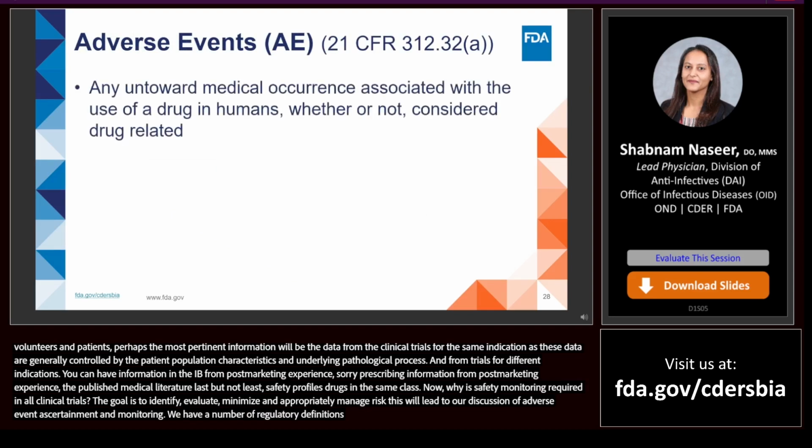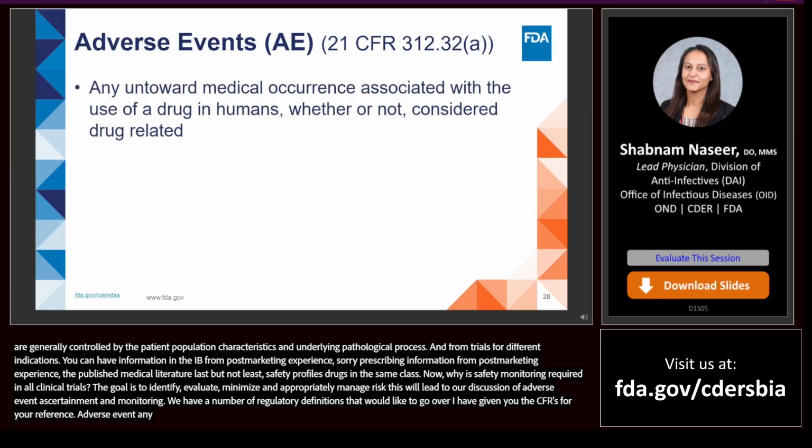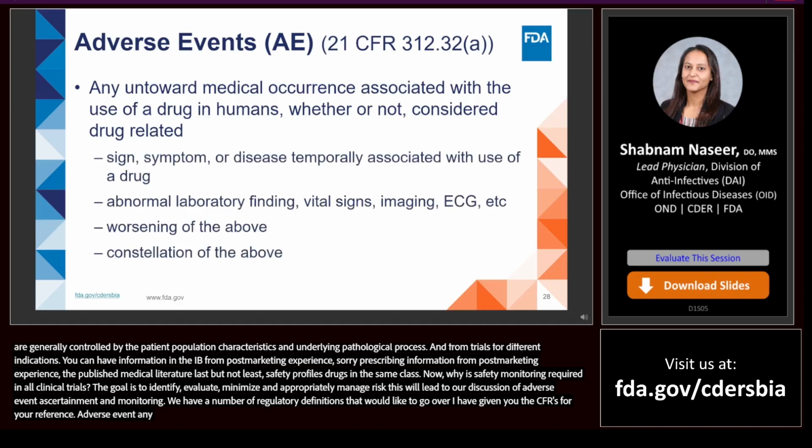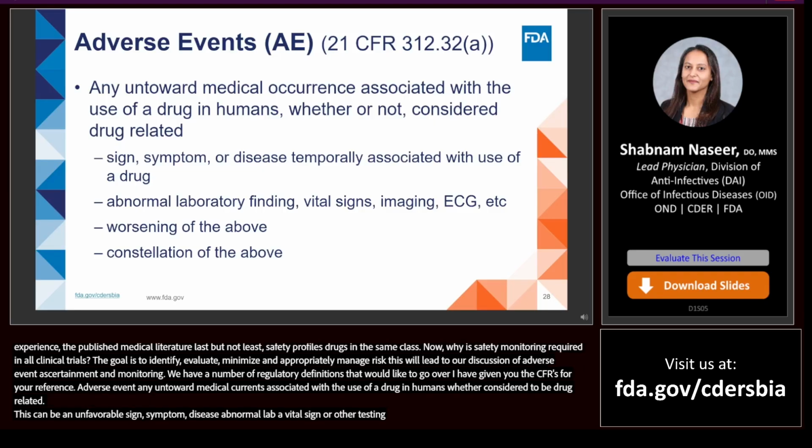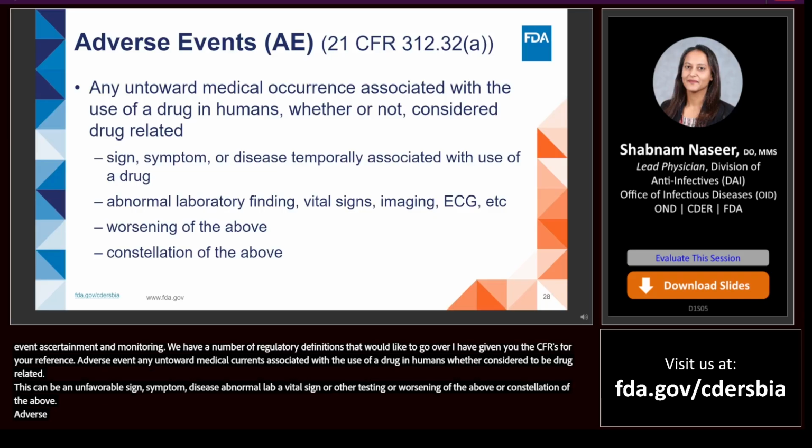Adverse event is any untoward medical occurrence associated with the use of a drug in humans, whether or not it is considered to be drug-related. This could be an unfavorable sign, symptom, disease, abnormal lab, vital sign, or other testing, or a worsening of the above or a constellation of the above. Adverse events can also be referred to as adverse experience.